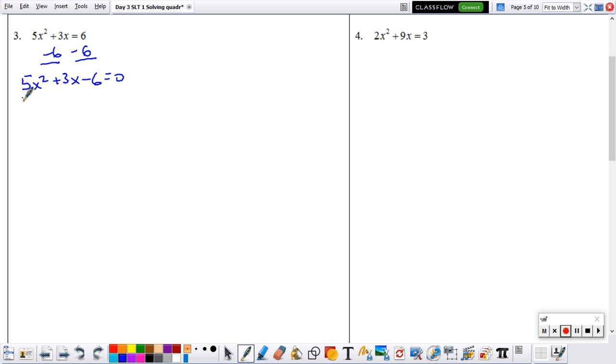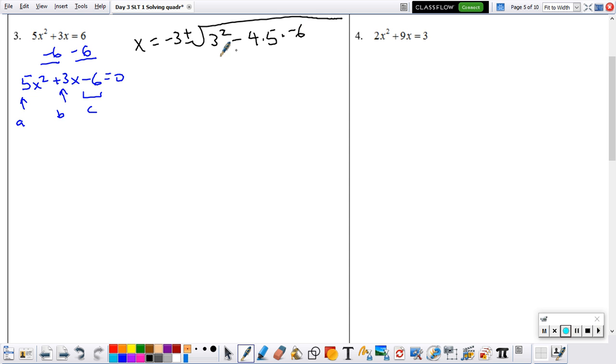This is A, this is B, this is C. So here we go. X equals negative b plus or minus the square root of b squared minus 4ac all over 2a. So that's Pop Go, this is the weasel. I know you love my singing.